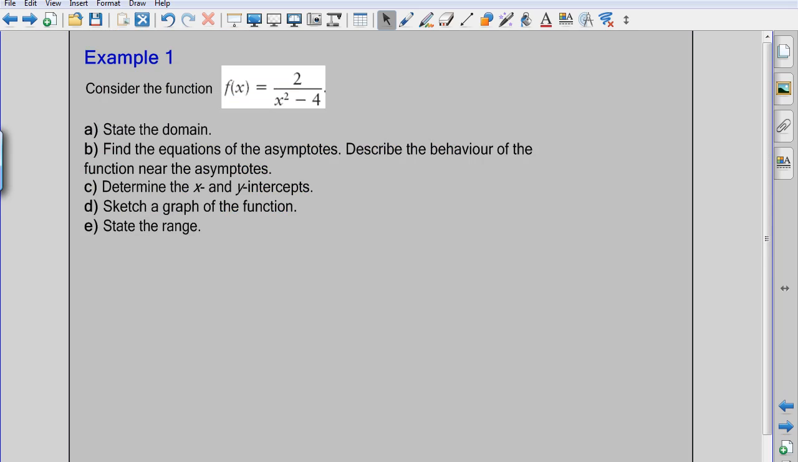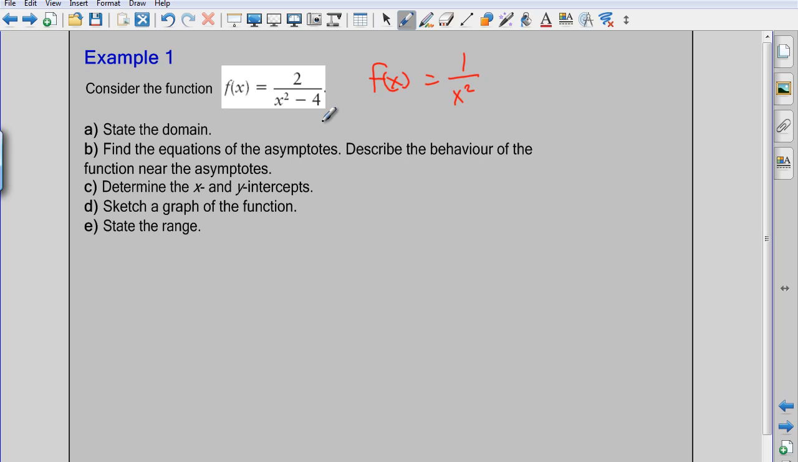Let's continue looking at some examples. So here's another question. f(x) equals 2 over (x squared minus 4). So think for a moment of the parent function, f(x) is equal to 1 over x squared. So we have to start thinking about what that 4 does on the bottom.